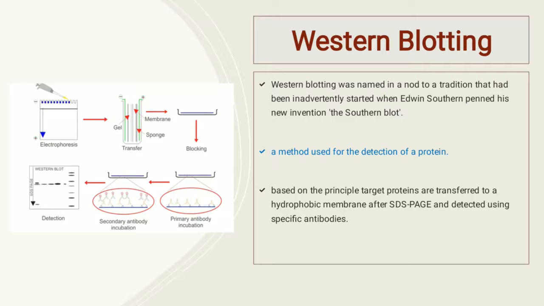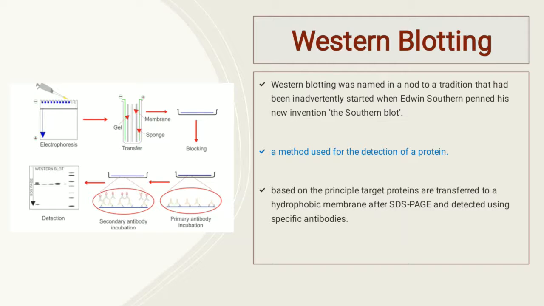Next step is blocking. Blocking is basically used to block all of the nitrocellulose filter paper except our target protein. Blocking is performed by using any blocking agent, or dry milk can also be used for the purpose of blocking. Why is blocking necessary? Blocking is necessary so that our probe will not bind to any other place except the target protein.